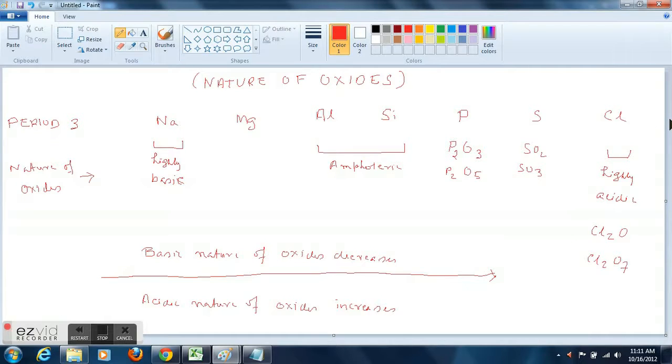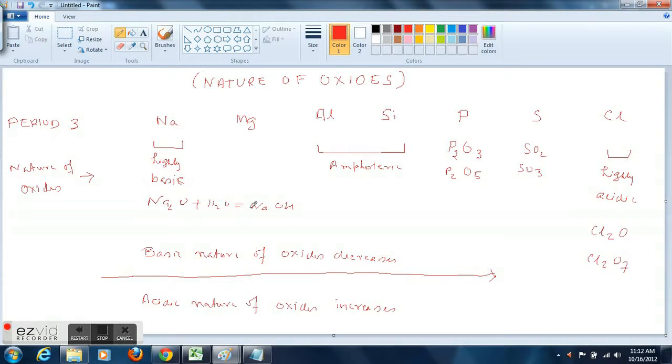Look at period 3. Start with sodium and end with chlorine. Of course, I did not include argon for the reason which I have explained before. Sodium oxide is highly basic. It reacts with water to form sodium hydroxide, which is highly alkaline in nature, very slippery, very alkaline in nature.